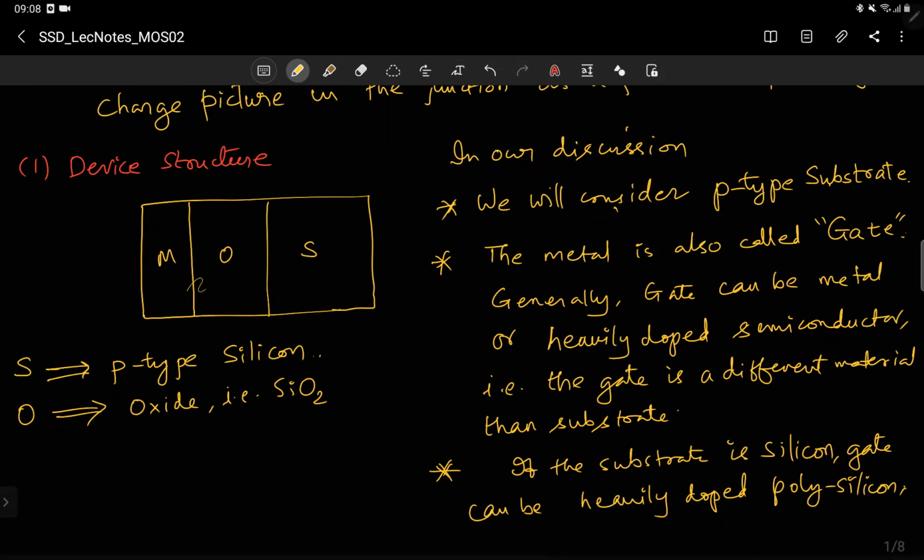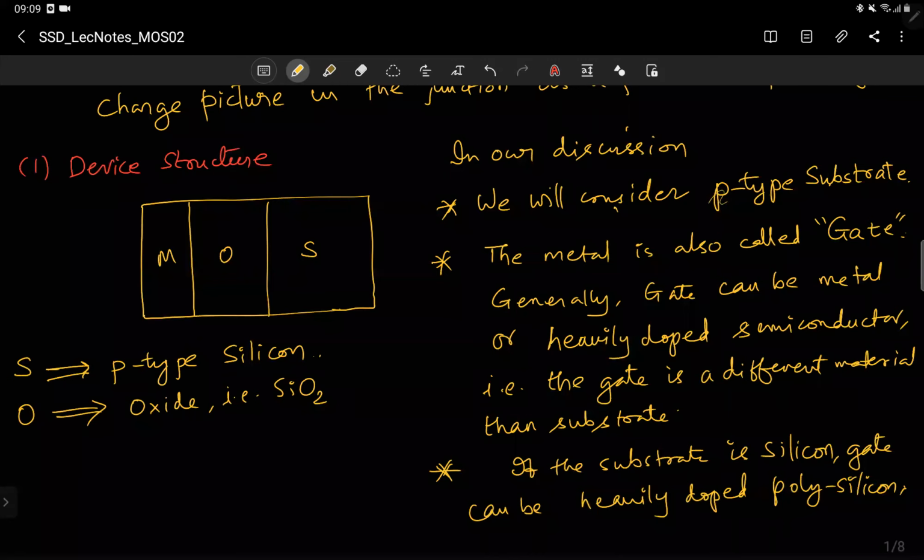In our discussion, we will consider a p-type substrate. In all our discussions, even in the MOS junction or MOSFET, we will consider a p-type substrate. Why am I calling this the substrate? Because it is like the bottom, like the substratum, in the sense of the base, on top of which you grow oxide, and on top of that you deposit metal. That is the reason the semiconductor portion is sometimes referred to as the substrate. So we call it the p-type semiconductor or p-type substrate. It is sometimes called the body also.